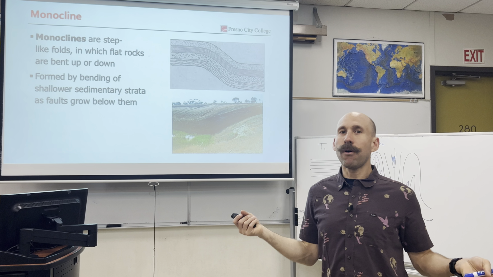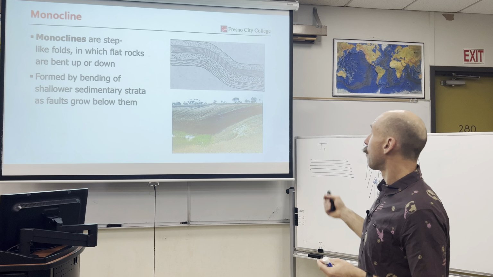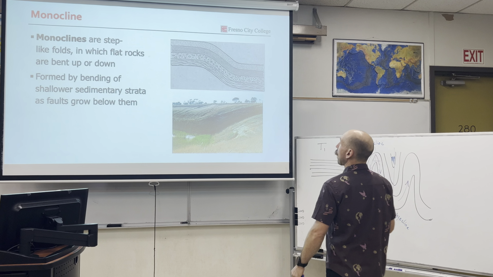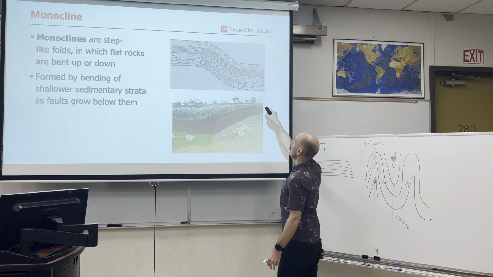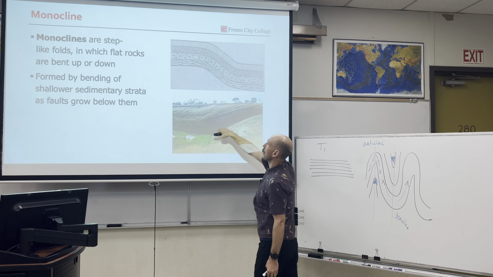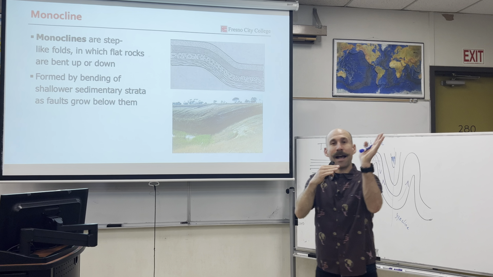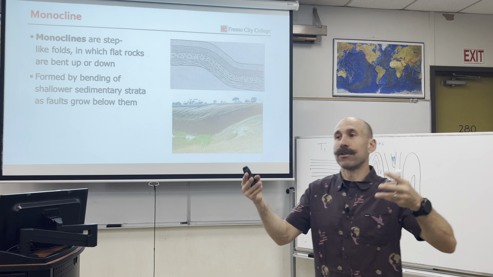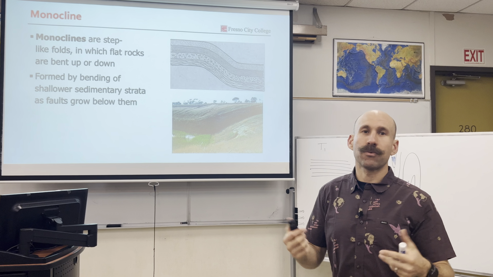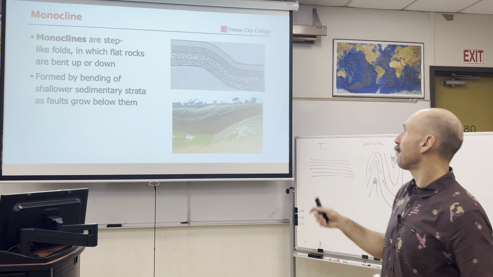What if there's only one fold limb? What do we call that? Well, one, single, mono. Monoclines are step-like folds where flat rocks are bent either up or down. We can see they're bent in one direction here. This real-life example has them going the other way. This usually happens when you have a fault dragging layers. So again, faults and folds, brittle and ductile deformation working in harmony together. Our Earth is complex and amazing and beautiful.